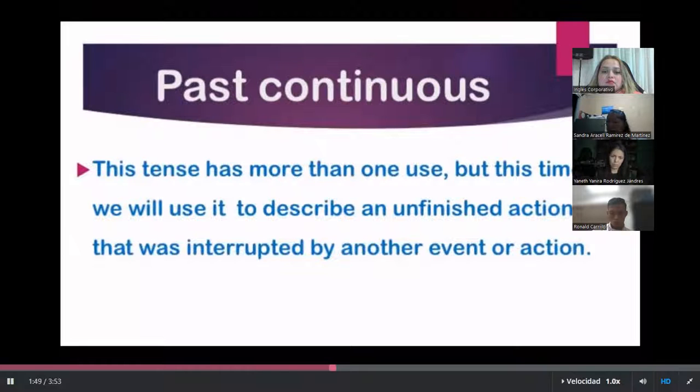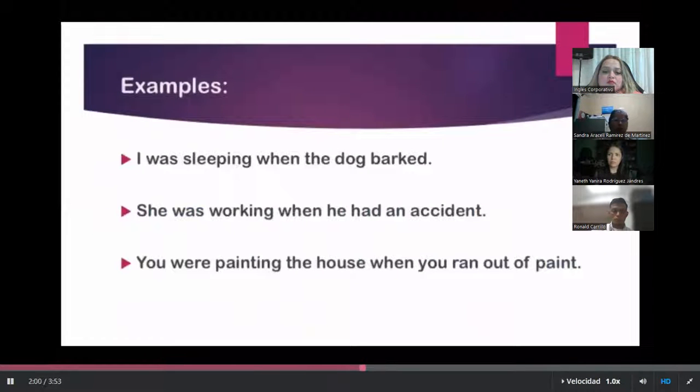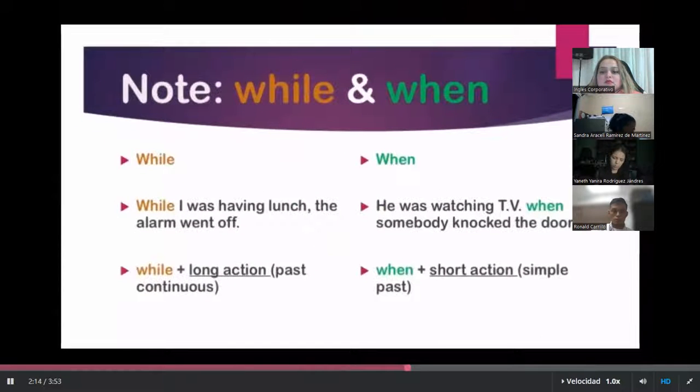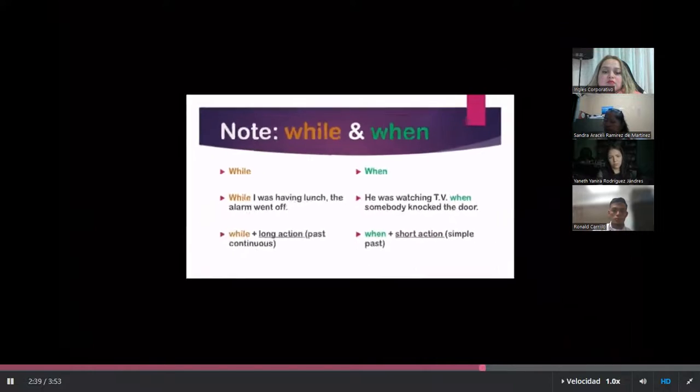This tense has more than one use, but this time we will use it to describe an unfinished action that was interrupted by another event or action. Take a look at the following examples. I was sleeping when the dog barked. She was working when he had an accident. You were painting the house when you ran out of paint. Take note on the following. We have these two words. While and when. While is usually used with past continuous, and when is usually used with simple past. In other words, we use while plus long actions, past continuous, and when plus short actions, simple past.